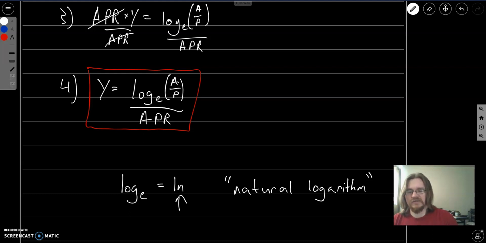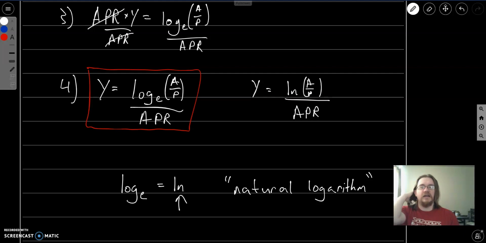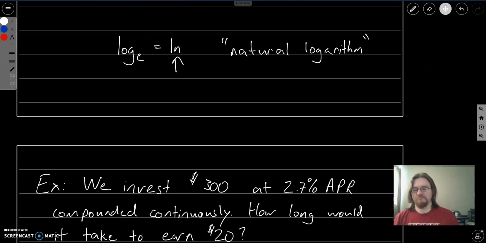So if I were to write this in terms of the natural log, y, how many years we invest, is going to be the natural log of A divided by P, all divided by the annual percentage rate. ln will be found on most scientific calculators, including Desmos. So I'll show you how to do that in the next problem.